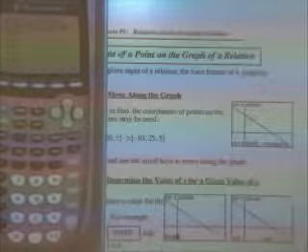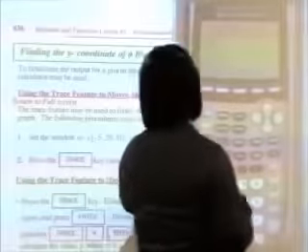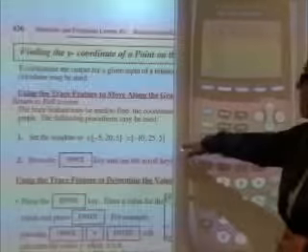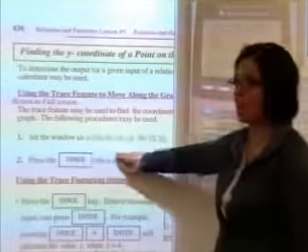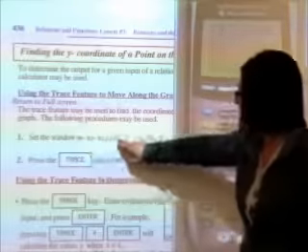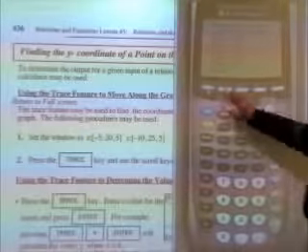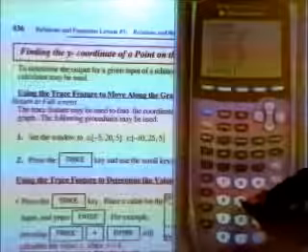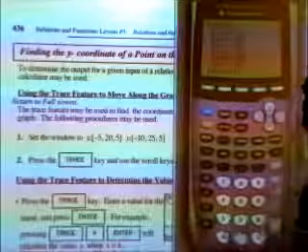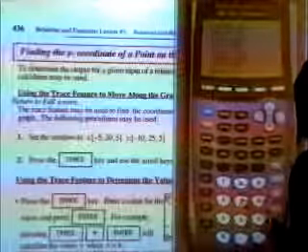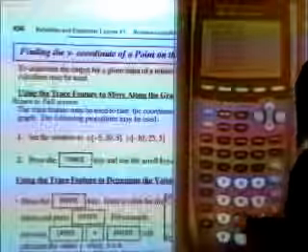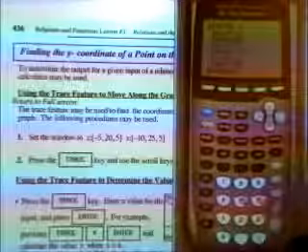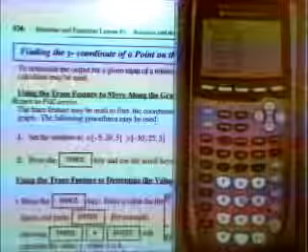And if you look at the graph, it's actually on this page, 436. It is giving you what they want you to have for the window setting. So it gives me the window setting. That's what I'm going to put in. Negative 5 to 20, going up by 5s, and negative 10 to 25, going up by 5s. And then we're going to graph this.